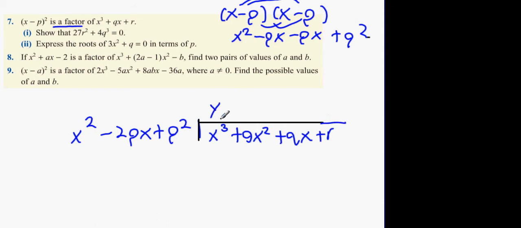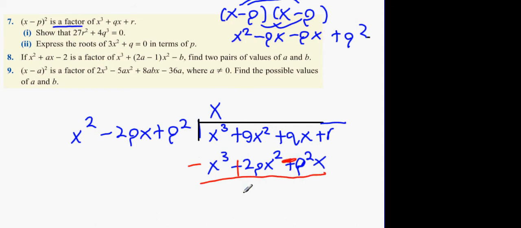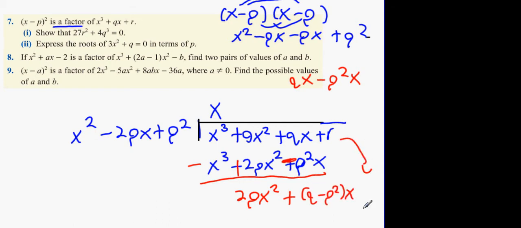Dividing in, x is the first one, so we have x cubed minus 2px squared plus p squared x. And then what's going to happen is we're going to change the signs. It's going to be a minus, a plus, and a minus. Okay, we're going to get 2px squared. This is going to be, technically, qx minus p squared x, factorize it, and I'm going to get a q minus p squared x. Going to bring down the r.